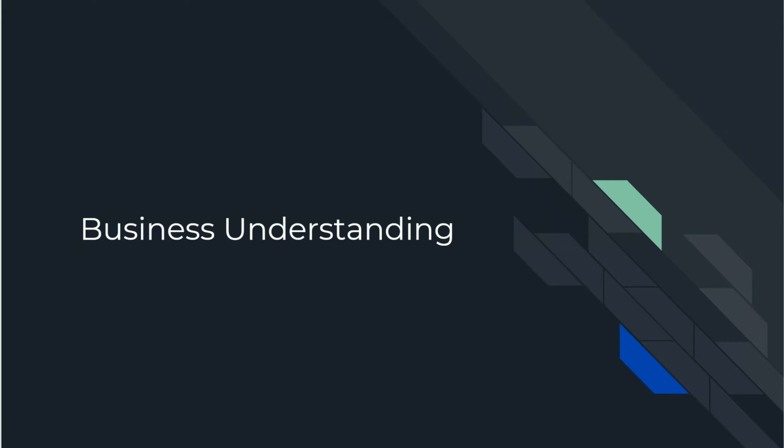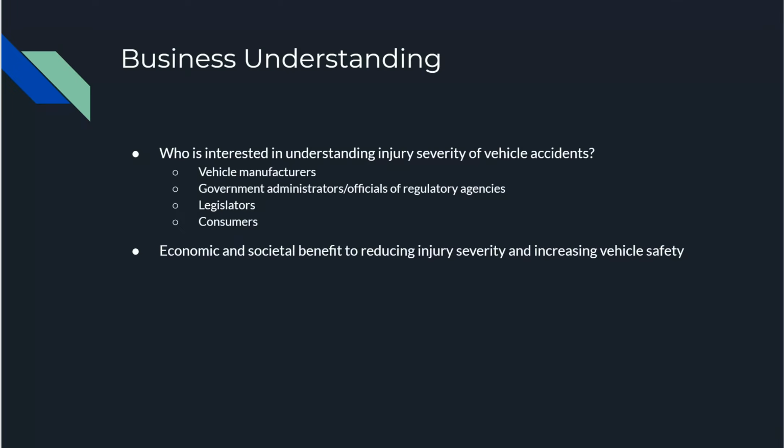So business understanding. This is the first step in the CRISP-DM model. So let's get right into it. What we're interested in is understanding injury severity of vehicle accidents. And who all would be interested in this, you might ask? Vehicle manufacturers, government administrators, officials of regulatory agencies, legislators, consumers. I mean, we're talking about a lot of potential impact here, both economically and societal, that can be gleaned from having a predictive model that predicts the severity of these accidents.